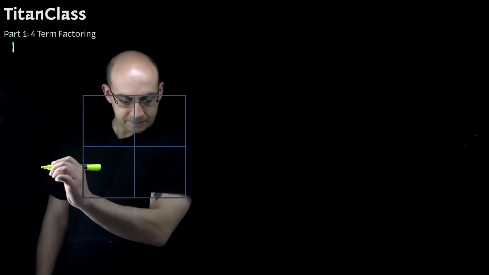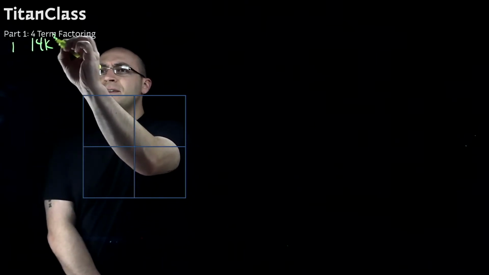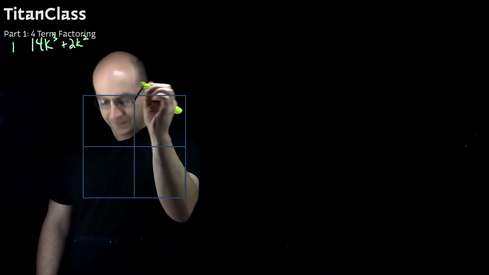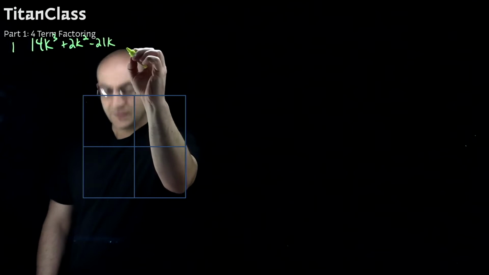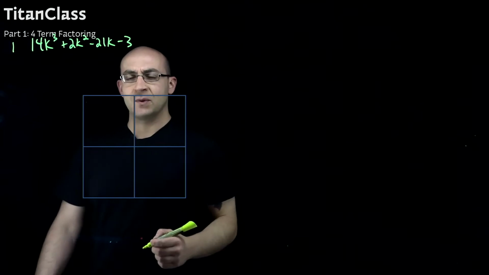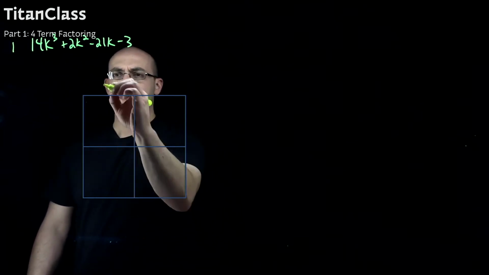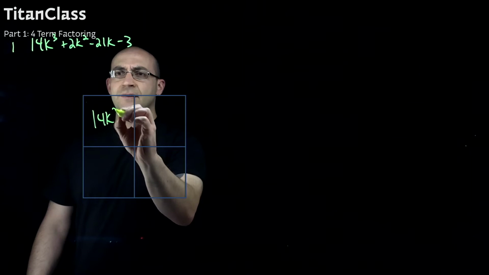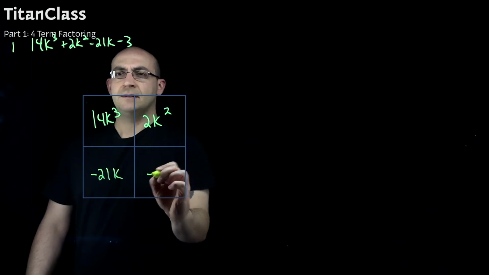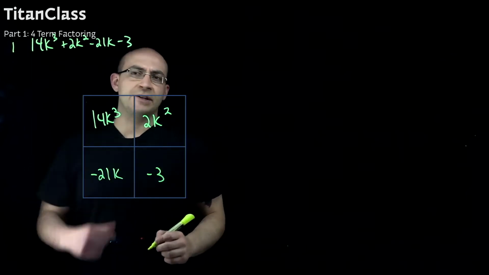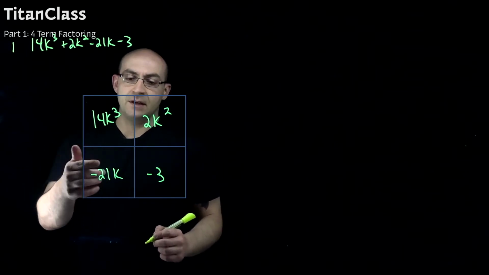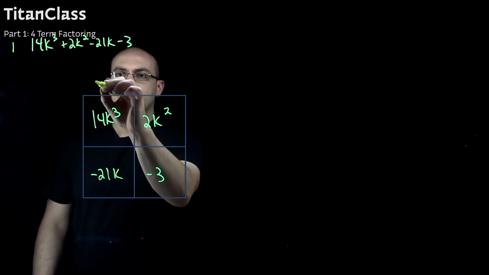Number 1: 14k to the third power plus 2k to the second power minus 21k minus 3. Okay, certainly four terms. I'm going to plug this into my area model squares just in order how it shows. 14k to the third, 2k squared, negative 21k, and negative 3. Now I'm trying to find greatest common factors so I can take stuff out, right? So it looks like I can take a 7 out of both of these, and then it's got 1k. So I'm going to take a 7 and a k out.